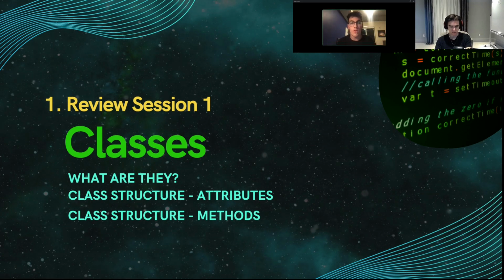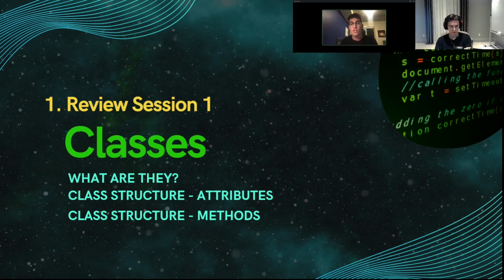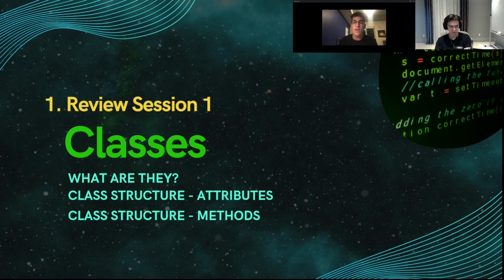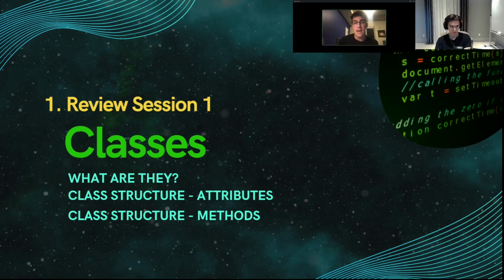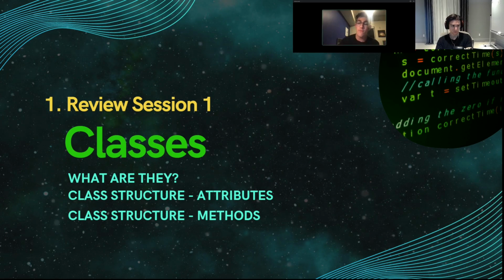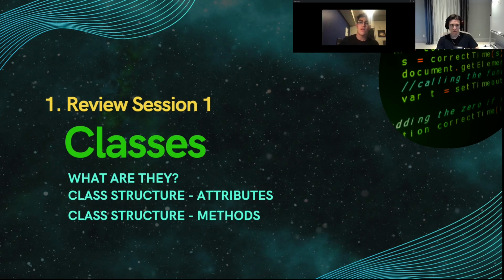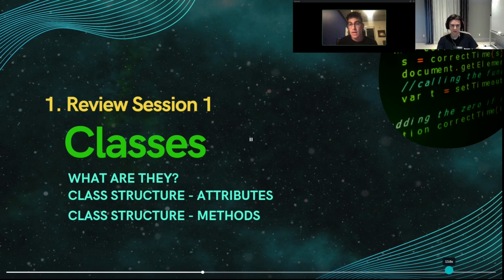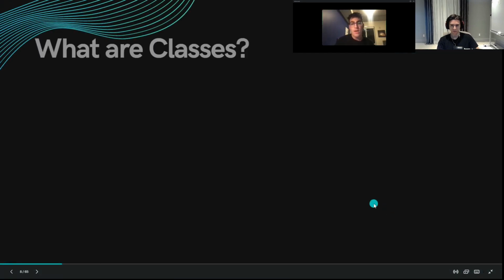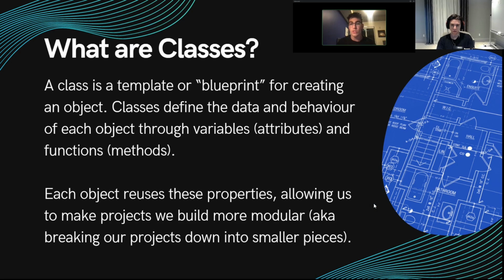Starting off with what classes are. A class is pretty much a blueprint for creating an object. Classes define the data and behavior of each object through variables, which are the attributes of the objects, and functions, which are the methods of the objects. Each object reuses the properties from the class, so that's why we call it a blueprint. It allows us to make the projects we build more modular. We can take an object from a class and use it across an entire project to make everything more accessible and more uniform for the user.